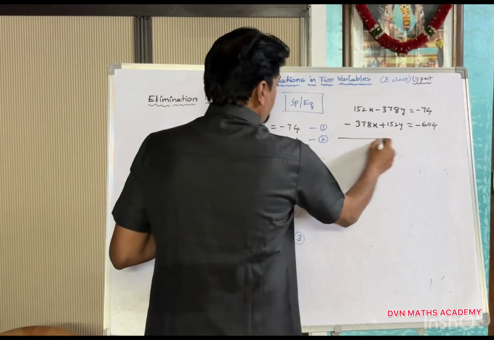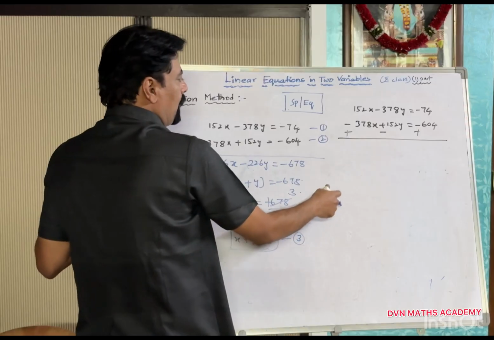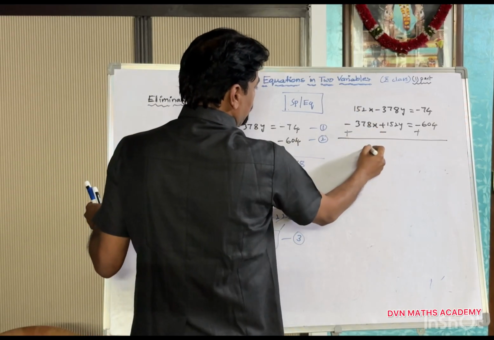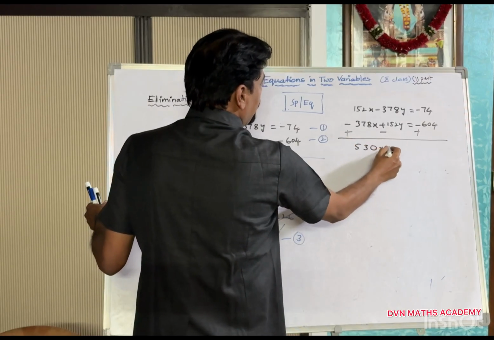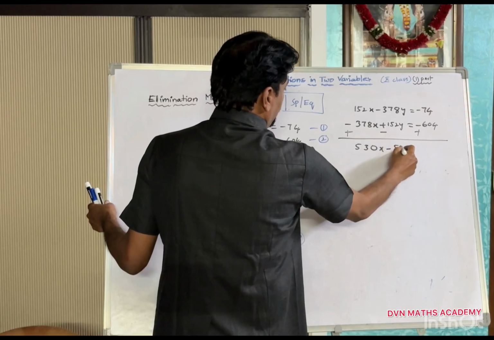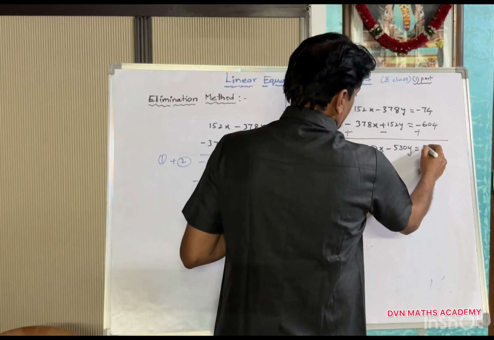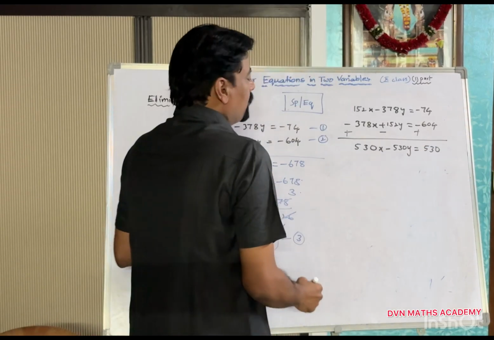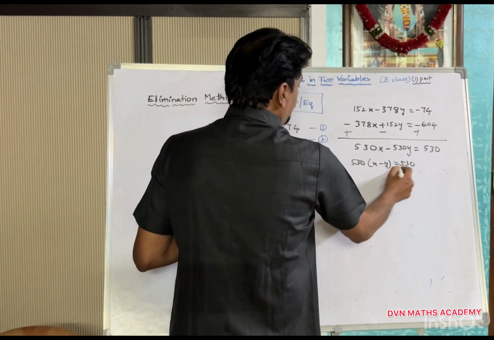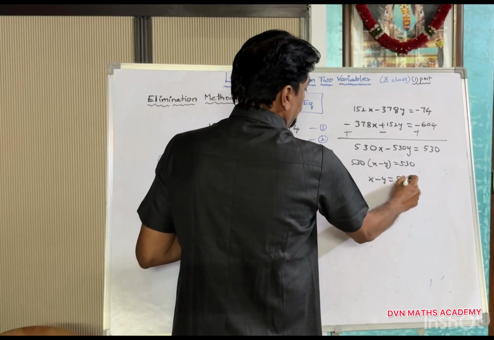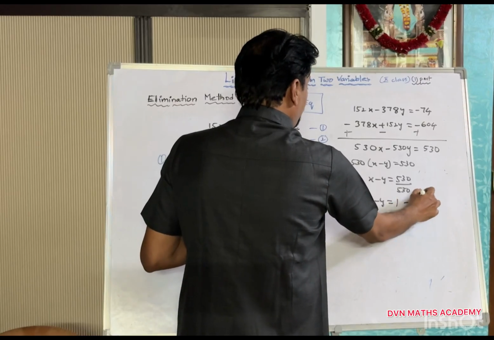If I subtract these two equations, the signs change. Subtracting, 152 plus 378 gives 530x, and minus 378 minus 152 gives minus 530y, equal to minus 74 plus 604, which is plus 530. So if you take 530 common, x minus y is equal to 530 by 530. Therefore, x minus y is equal to 1. Call this equation 4.